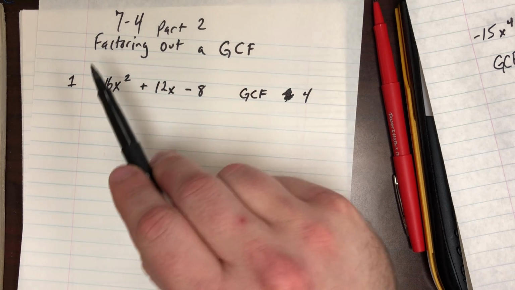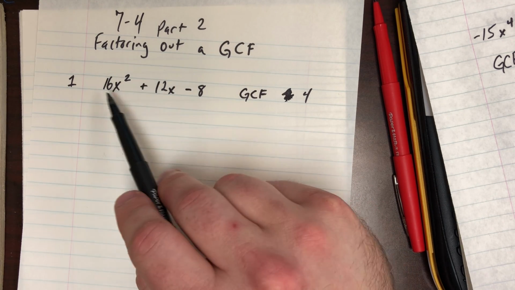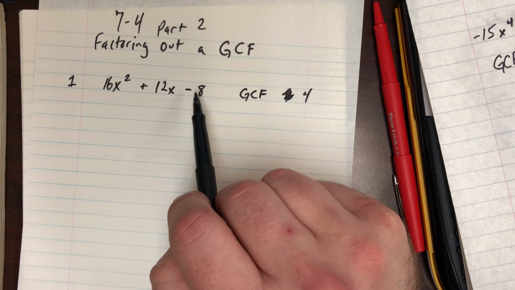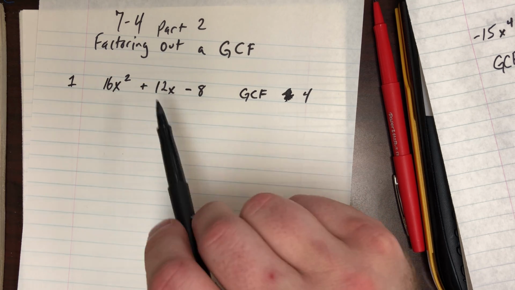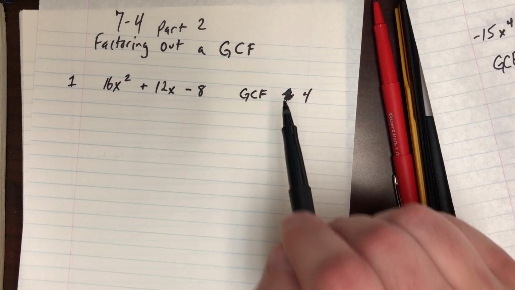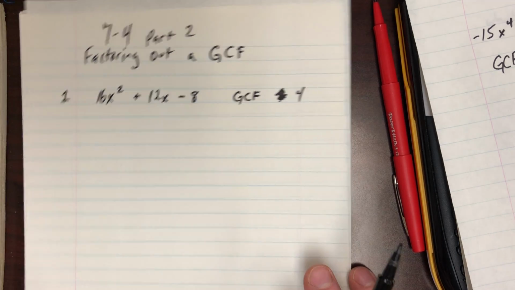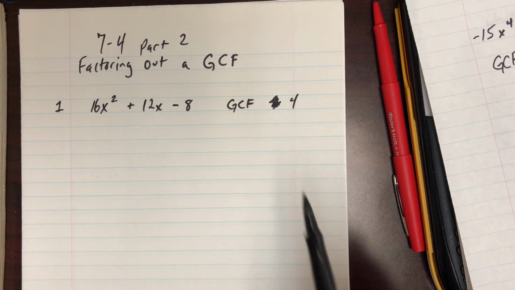Now how about x's? With these two, you could take an x out of both of them. Oh, but that does not have any. So an x is not common to all three, so the GCF for this is just 4. Okay, so here's how we factor out a GCF.